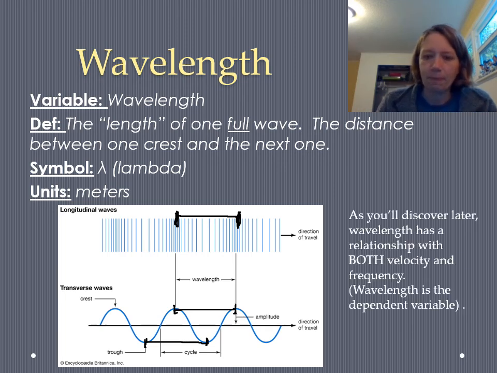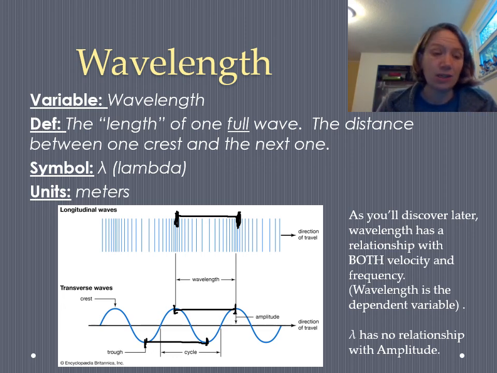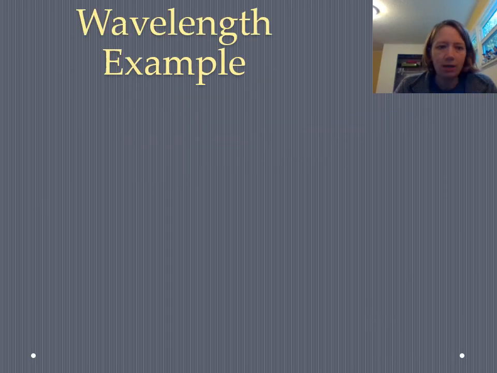As you'll discover a little bit later on, wavelength is a dependent variable that has a relationship with both the velocity and the frequency. Doesn't have a relationship with amplitude, but it does have a relationship with those other variables, so this ends up being the thing that we are often interested in or often able to measure.